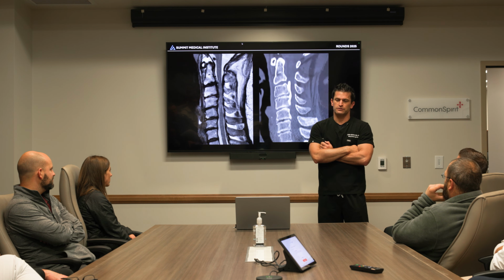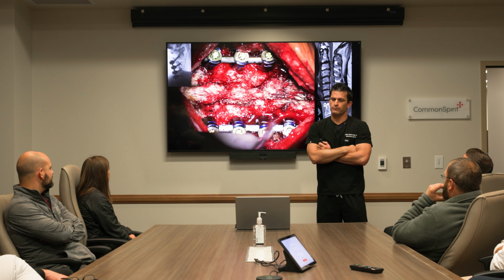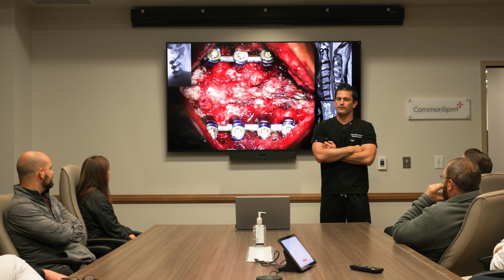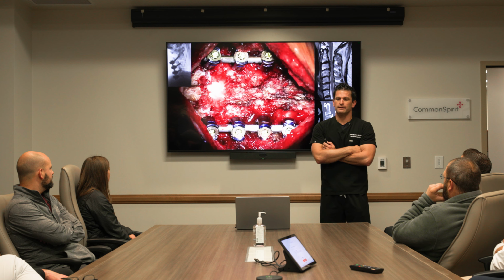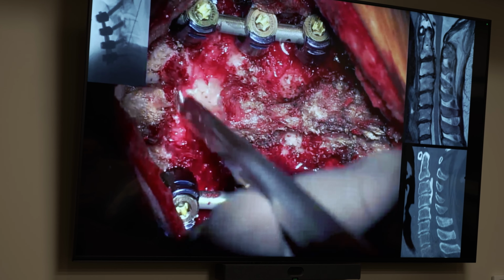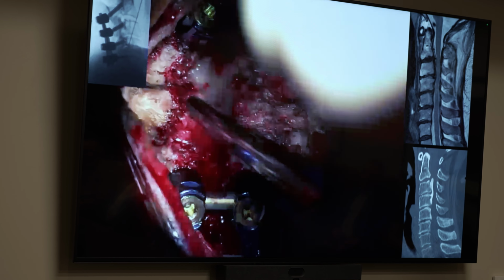So I chose on this to do a posterior decompression, and I'll show you that. So we've done our exposure. I decided to put screws in. That's not necessarily right or wrong. The patient did have a little kyphosis, so we want to maintain his alignment. This is real time, obviously.